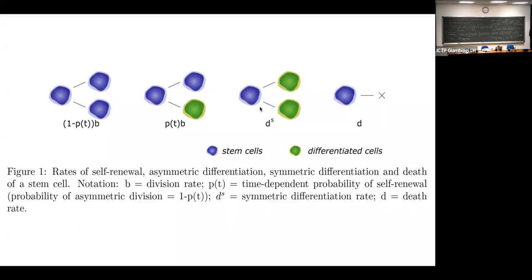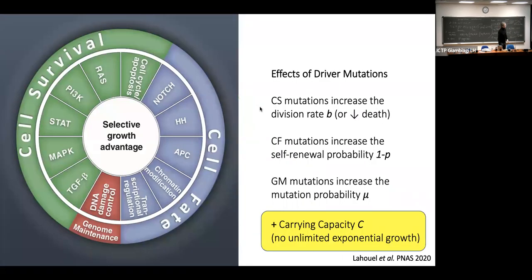So this is not about frequency of division. Say, for example, instead of dividing every month, now it's dividing every 20 days. It has nothing to do with that. This is about what the division produces. That's why it's called cell fate. So that's the second class. And the final class, the GM type of mutation, genome maintenance, are mutations that hit the repair mechanism genes, basically. These are mutations that cause the duplication of DNA to go wrong more easily, or to be repaired not as well. So you can put driver mutations in one of these three buckets.